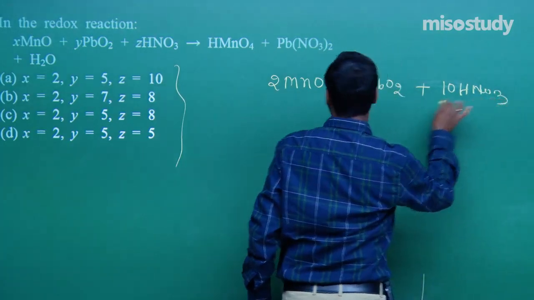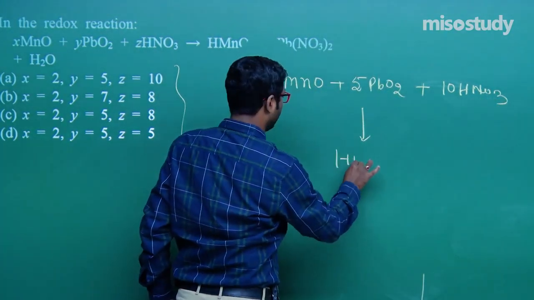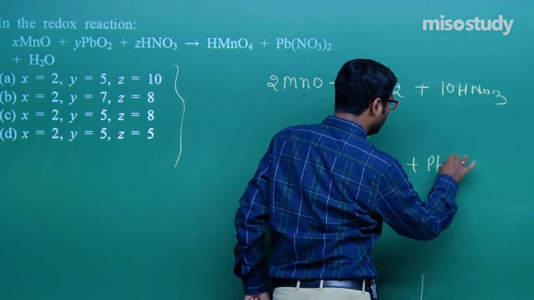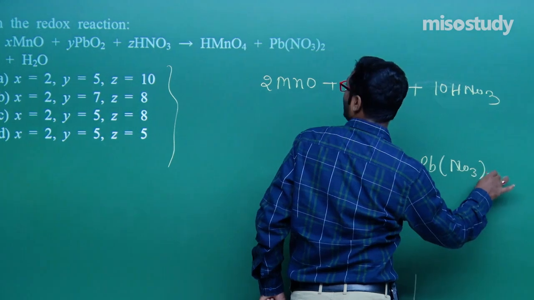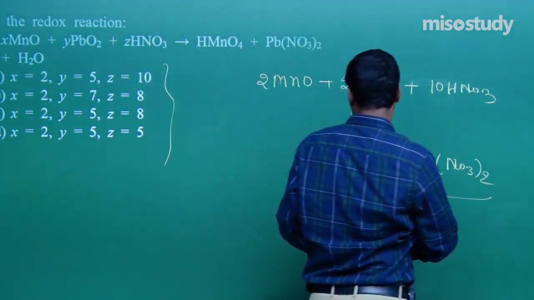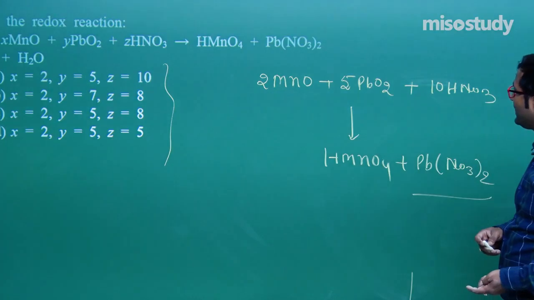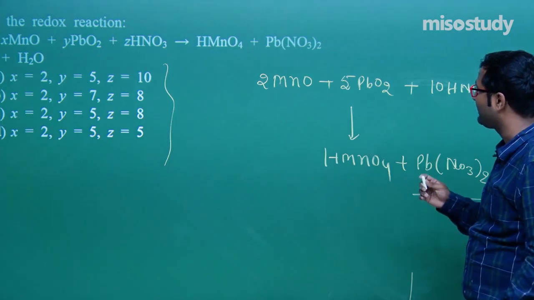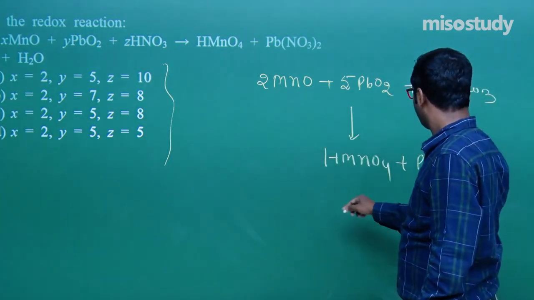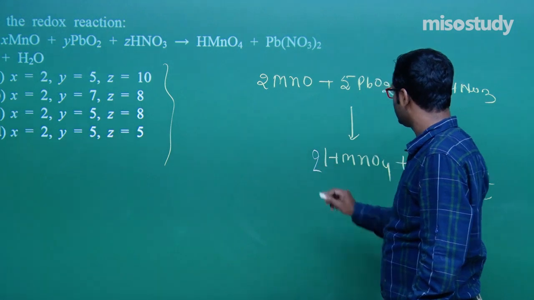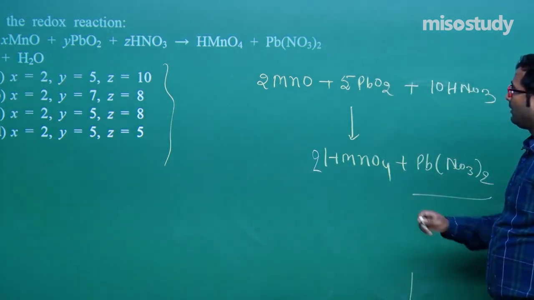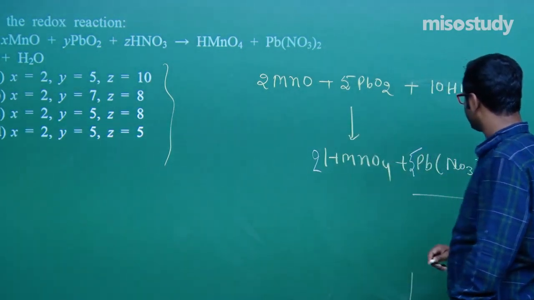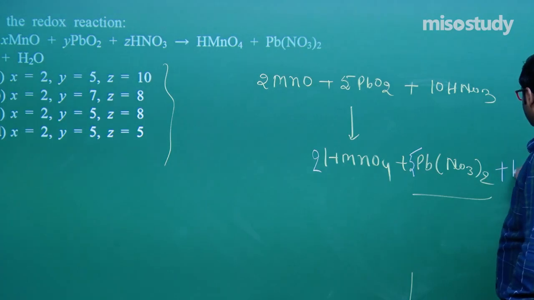10 HNO3. Clear? It gives you HMnO4. Clear to you? Plus Pb(NO3) whole twice. Now check out the balancing. Here Mn 2 times, Pb 2 times. In the redox reaction Pb(NO3). Now balancing the equation. If I put 2 here, then put 2 here also. Now put here oxygen 2 times, Pb 5 times. Put here 5. Okay sir. Clear to you? Plus H2O is also there.